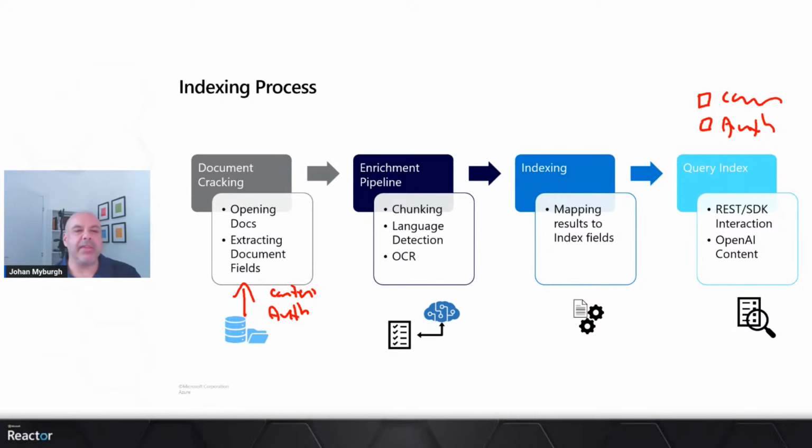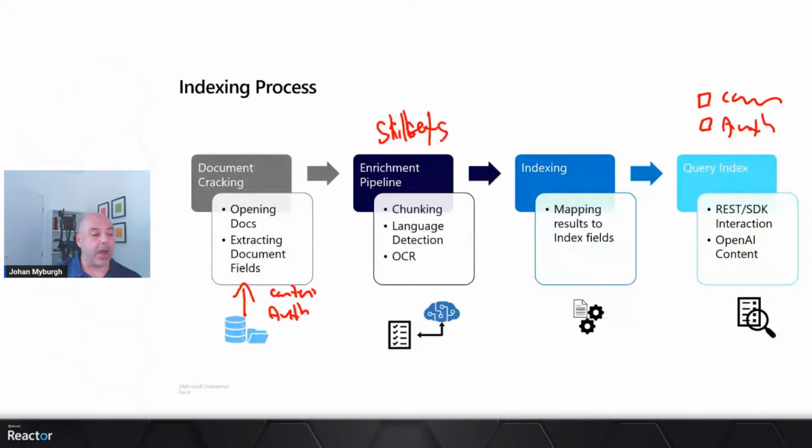Now, it might be that your source data contains all the information that you want. If the source data doesn't contain all the information you want and you want to enrich it, that's what you'll do through that enrichment pipeline, right? So this is where these skill sets actually come in.